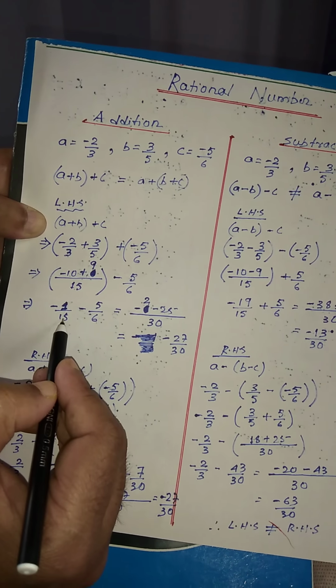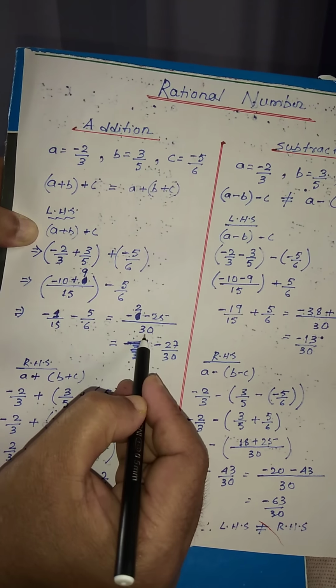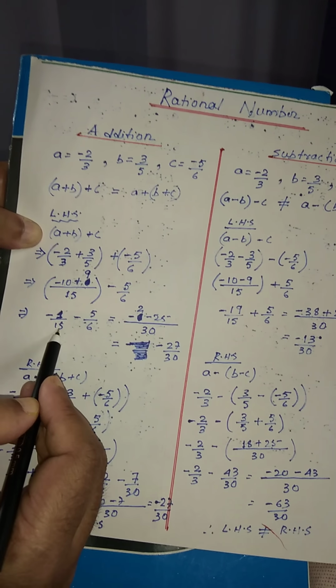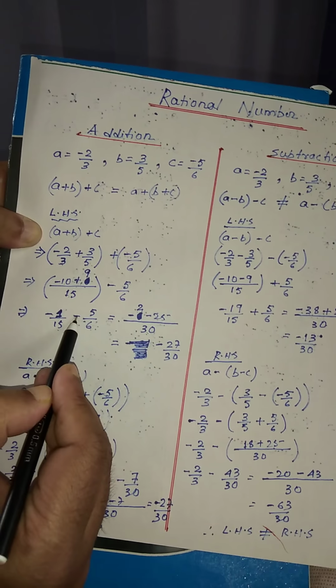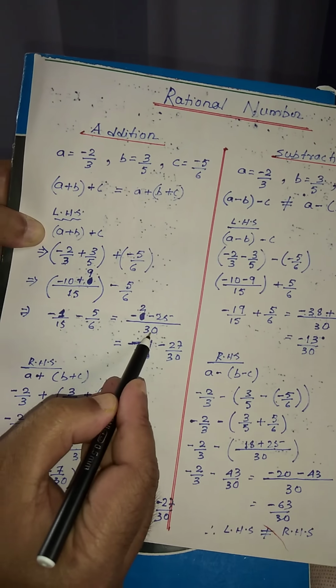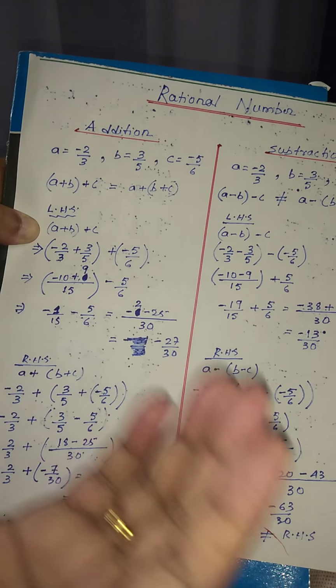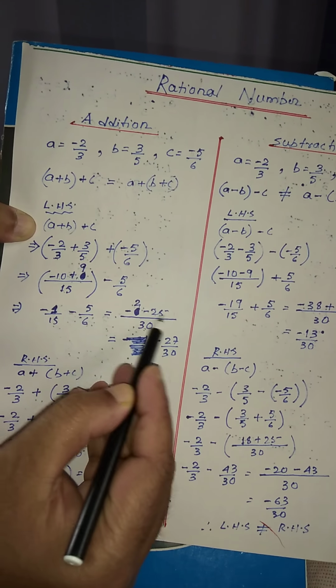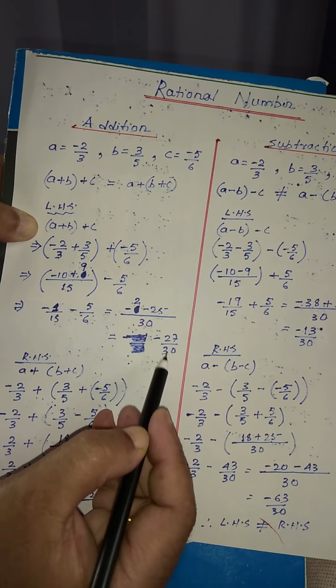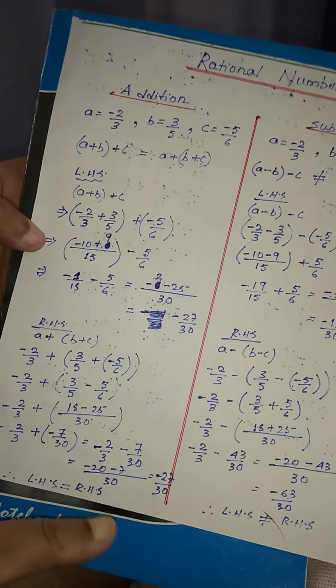Again you have to find the LCM of 15 and 6. That would be 30. Now when 30 is divided by 15, the answer is 2. So 2 into minus 1 is minus 2. Then again I have given the minus sign. Divide 30 by 6, you will get 5. So 5 into 5 is 25. Now let's solve this. Minus 2 minus 25 is what? Minus 27 by 30. So the LHS answer is minus 27 by 30.